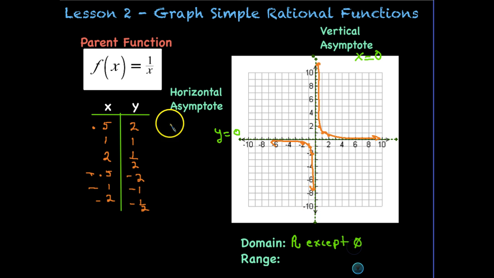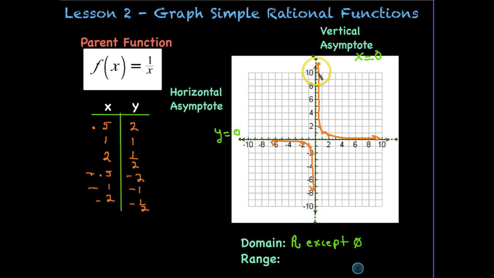And remember that when you looked at the excluded values on rational functions, you always looked at the denominator to see what made it be 0. Well, when x is 0, that won't work. And it's not a coincidence that our domain is everything but 0. Okay, let's look at our range.